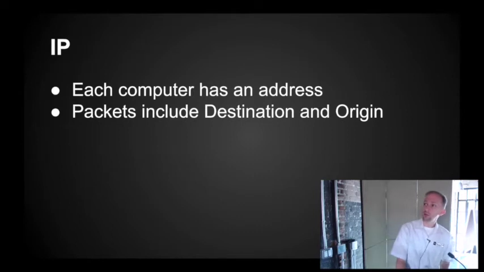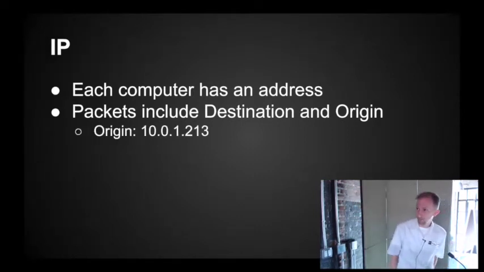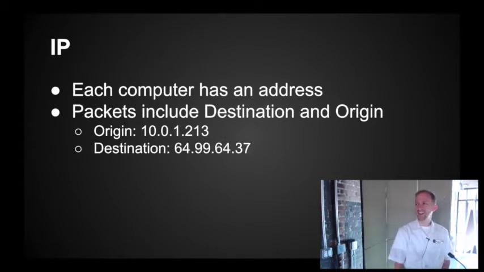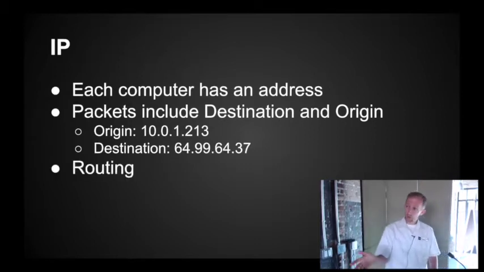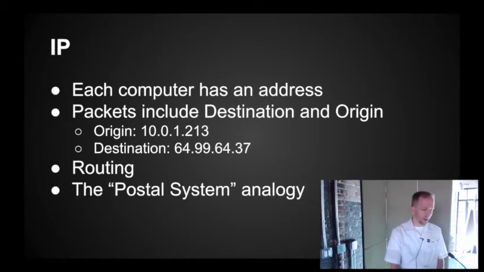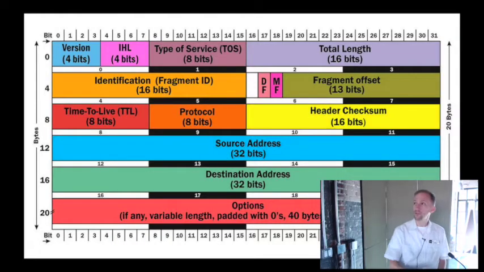In the example we gave earlier, the origin is probably my IP at home. Hopefully I remember to obscure that. And then the destination of the NashvilleCode.org website. And then the routing functionality is what takes care of how we get from the origin to the destination. That's kind of the map. We'll talk about that in a little bit. And I already talked about this postal system analogy thing. That's really awesome. Okay, so let's talk about IP packets.